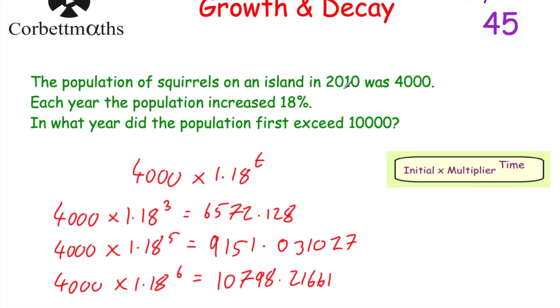So let's work out what year that would be. So 2010 was the beginning. So you've got 2011, 12, 13, 14, 15, 16. So it'll be 2016. So that's the first year where the population of squirrels exceeds 10,000. And that's it.